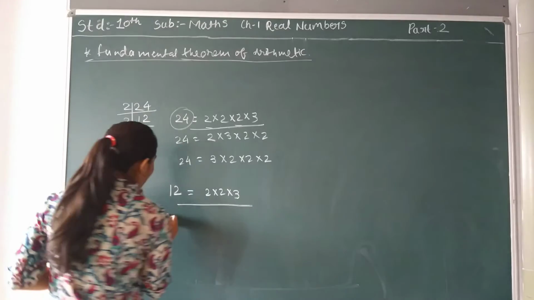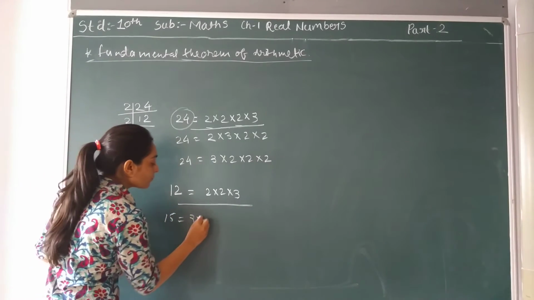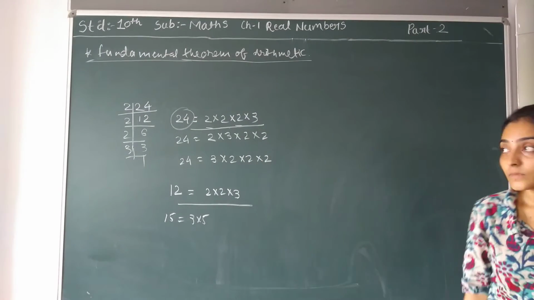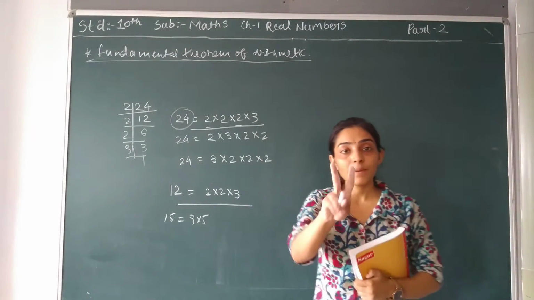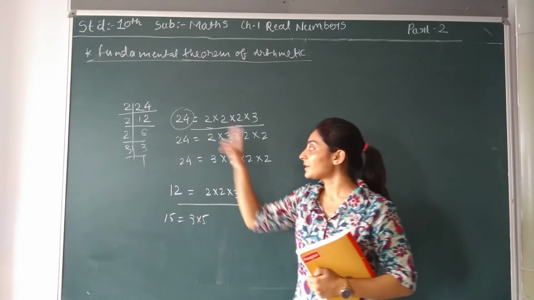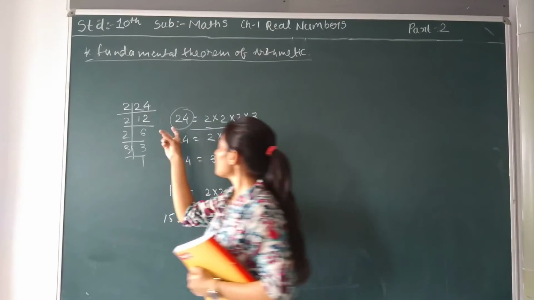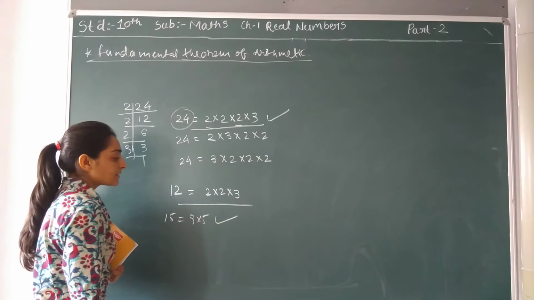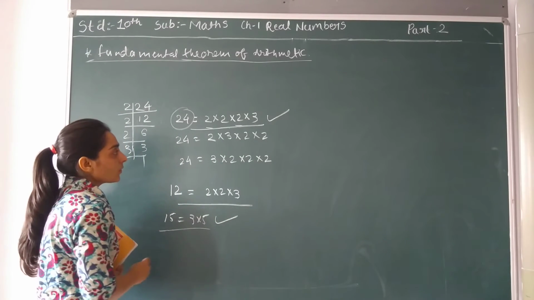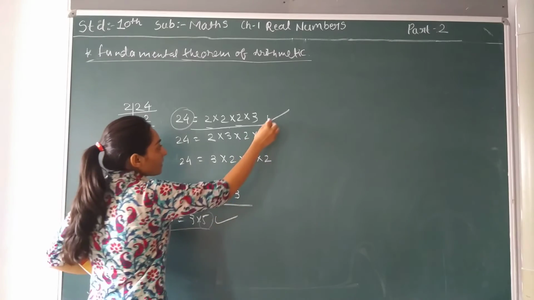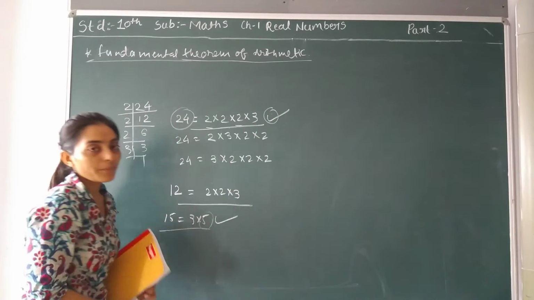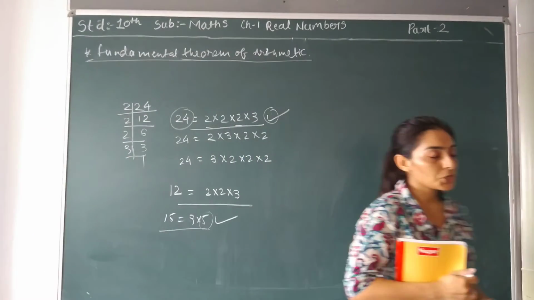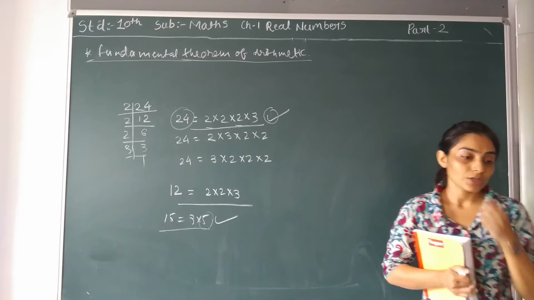Okay, if you take 15, it is 3 into 5, and every pair is unique in nature. You will not get the same pair of factorizations. If you take 24, you will get this one pair. If you take 15, you will get a different pair. Here the 5 is not coming in 24. So we can say that every prime factorization is unique in nature.